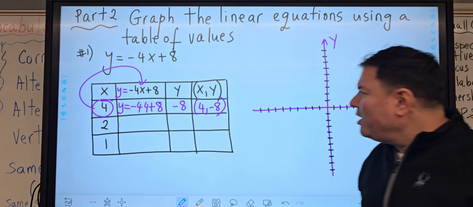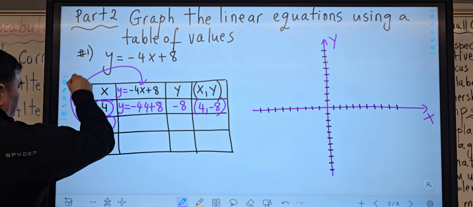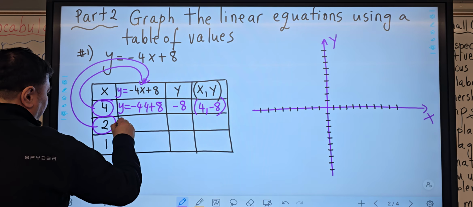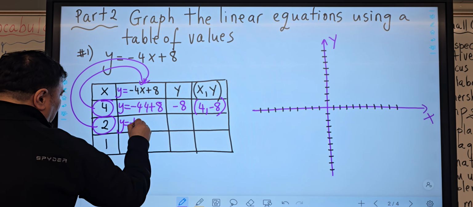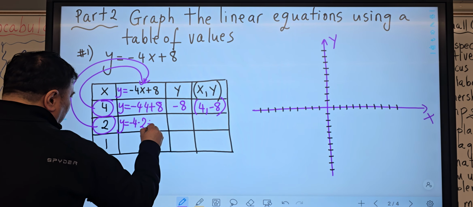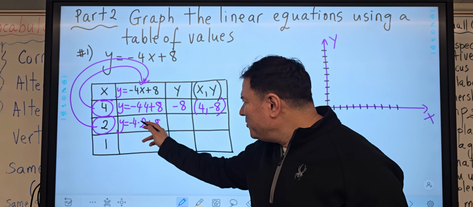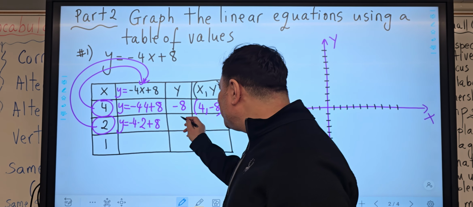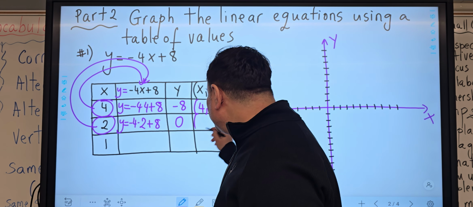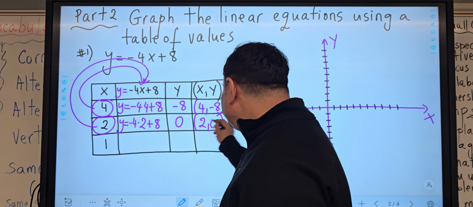Okay, let's continue now with the second one. We are going to substitute x with 2 now. So we have y equals negative 4 times 2 plus 8. And again, negative 4 times 2 becomes negative 8, and negative 8 plus 8 becomes 0. So this ordered pair is 2, comma 0.